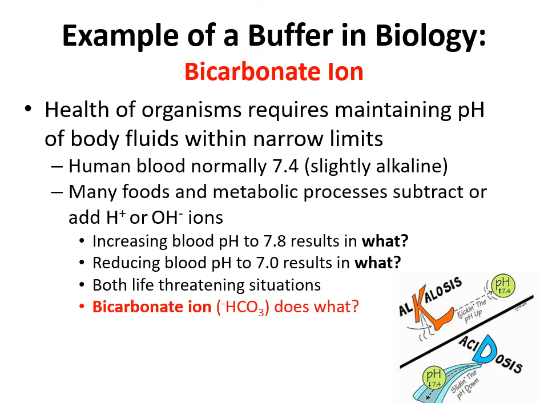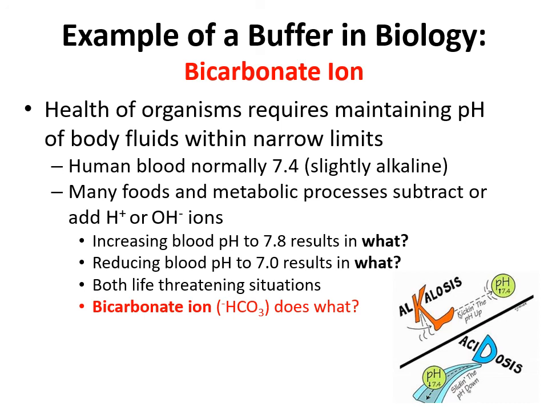A very important example of a buffer that does that is the bicarbonate ion. And what the bicarbonate ions help do in your body, if you think about it, you're constantly taking in food and having metabolic processes that will alter your pH if there's nothing to help with that, right? So for instance, certain foods and metabolic processes might end up increasing your blood pH to 7.8 or higher. Now that would be a problem, right? Because now it's more basic, and basic we call alkaline, right? So we call that alkalosis, and that would be life-threatening because now your blood would be the wrong pH.